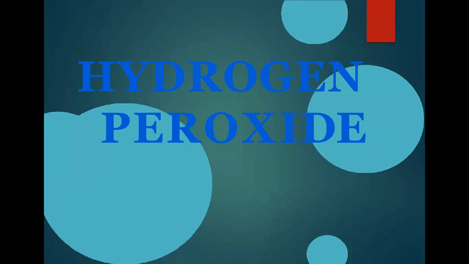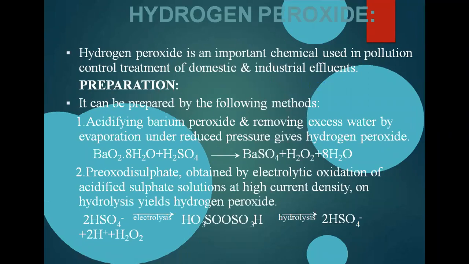Hydrogen peroxide. Beta, we have studied dihydrogen, which is used as a fuel. H2O, hydrogen in water, is the most important substance, the basic necessity of life. Like water and dihydrogen, hydrogen peroxide is also an important chemical that is needed to control pollution, in the pollution control treatment of domestic and industrial waste.